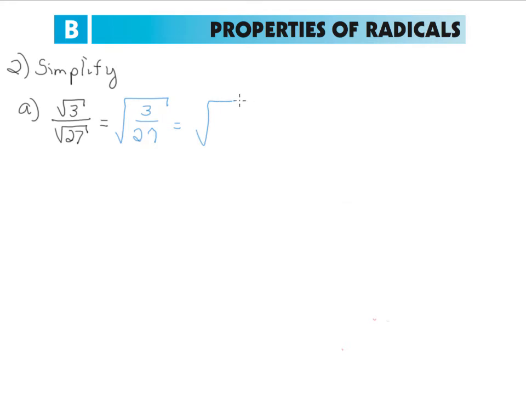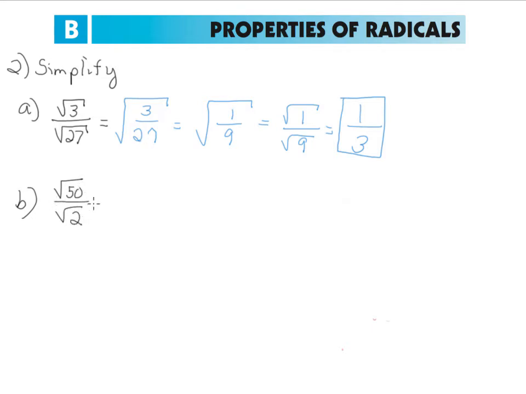We always want to simplify first if we can, so I know 3 will go into 3 one time, 3 will go into 27 9 times. And then let's take the square root of each. Well, what's the square root of 1 divided by the square root of 9? Well, we know the square root of 1 is 1, the square root of 9 is 3. So this problem simplifies down to the fraction 1/3.